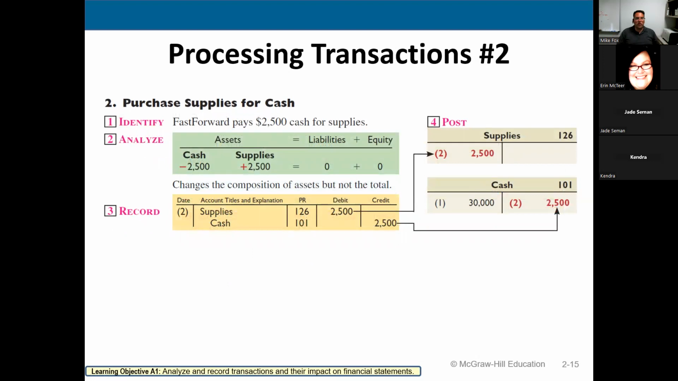Transaction number 2, we pay $2,500 cash for supplies. Again, the analysis says supplies, an asset, is going up and cash, an asset, is going down. Since an asset going up is a debit, I'll debit supplies. And since an asset going down is a credit, I'll credit cash. Then I post it to my ledgers. Cash now has two entries in the ledger: the first one increased it by 30,000 and the second one decreased it by 2,500.